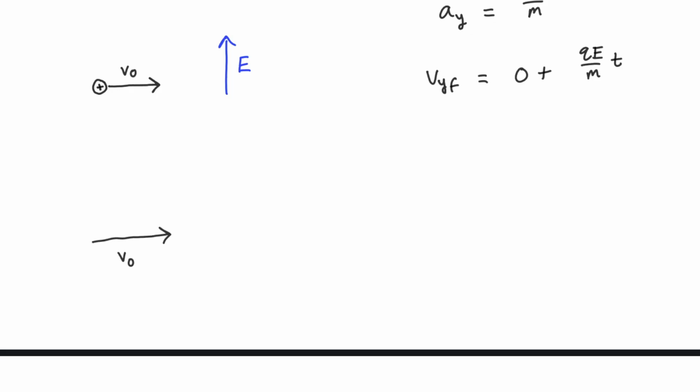So if this is my velocity v0, and this is my extra velocity I gained, QE over m t, going perpendicular, then my final velocity is just going to be slanted. And how do I find the speed? Well, that's just the Pythagorean length of this. So in this case, my vF would actually be a Pythagorean theorem result.